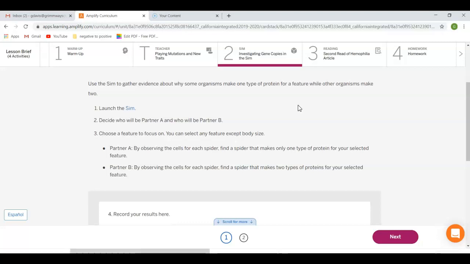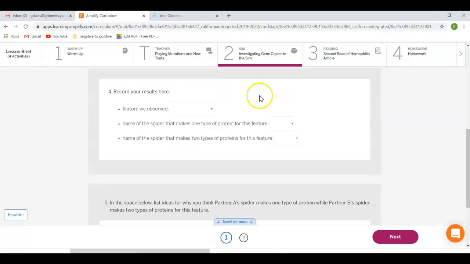And then partner B, your second part, is by observing the cells for each spider, find a spider that makes two types of proteins for your selected feature. So for the first spider and the second spider, you have to make sure that you're looking at the same feature. So if in the first spider you're looking at the bristles, then in the second spider you also look at the bristles. If in the first spider you're looking at the silk flexibility, then the second spider, you also need to look at the silk flexibility. So make sure you're looking at the same one.